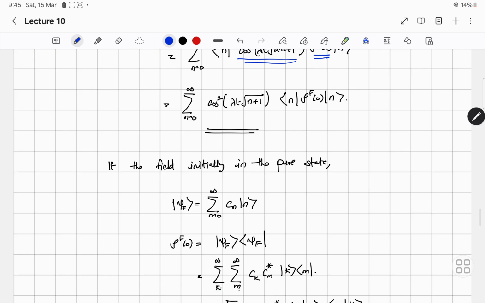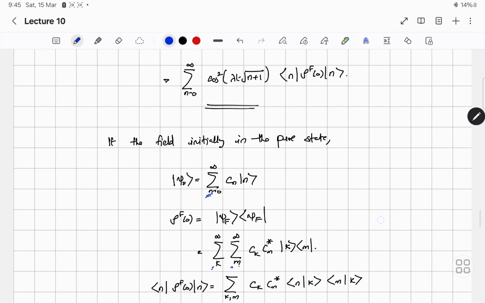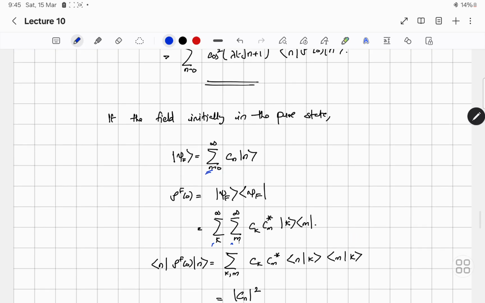So this can be a sum over k equal to infinity, m equal to infinity. I have used different indices instead of n, I have used k and m. So C_k C_m star, the outer product |k><m|. Now you can find its matrix element. So <n|rho_f(0)|n> is the sum over k, m of C_k C_m star, then we'll get two inner products, one is <n|k> and the other one is <m|n>, and these two inner products would be the canonical delta_nk and delta_mn.